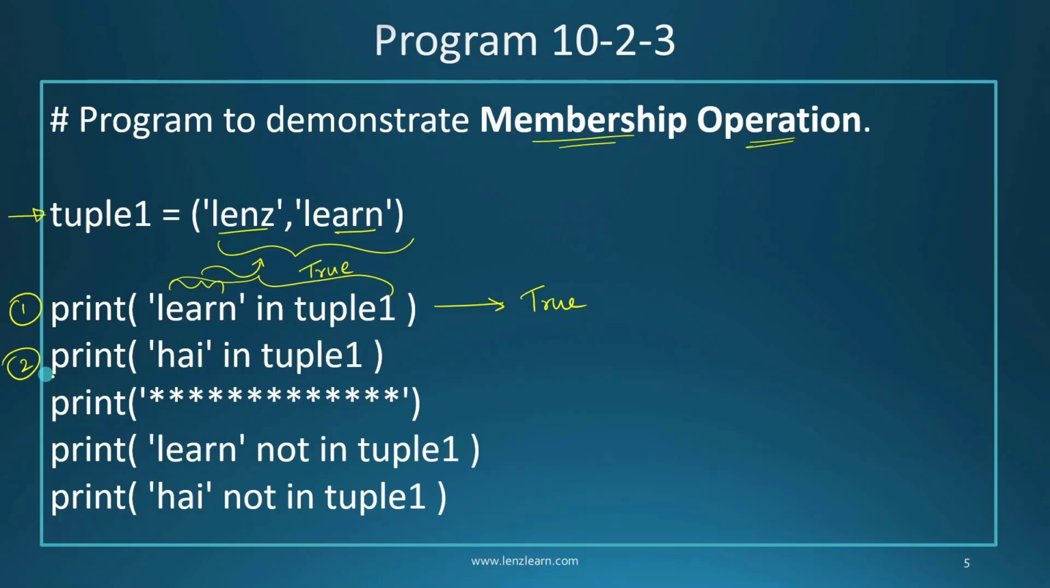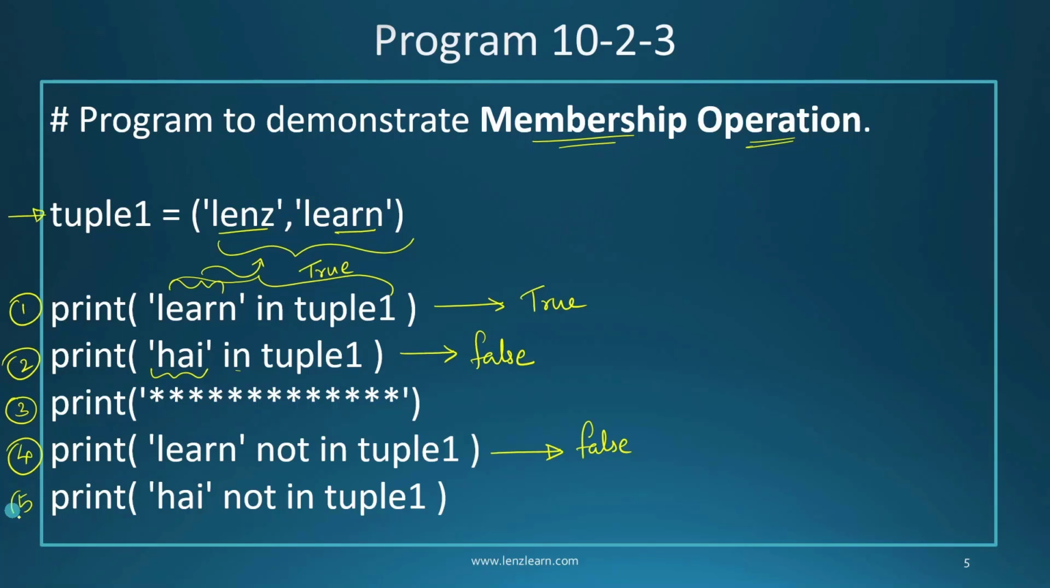Now the next print statement is checking whether string hi is available in tuple 1. You can see hi is not available. So in this case, I will get the result as false. Now the fourth print statement, we are going to work with not in operator. If you understand the in operator, you just reverse the logic, you will get not in operator. So first I'm going to check whether string learn is not in tuple 1, right? But you can see it is there. So in which case not in will return false because learn is actually available inside tuple 1.